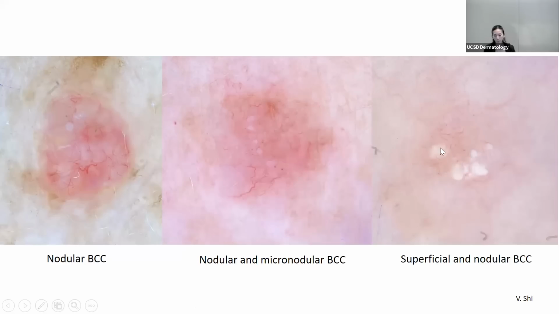And then this one was really striking. It was very, very bright and very white, and a lot of large globules. So nodular, micronodular, and then this one did have a nodular component, although there was also a superficial component. So it's just something interesting to think about. If you see these calcifications or the MAY globules, it's probably going to be a higher risk subtype or more aggressive type of BCC, not superficial.